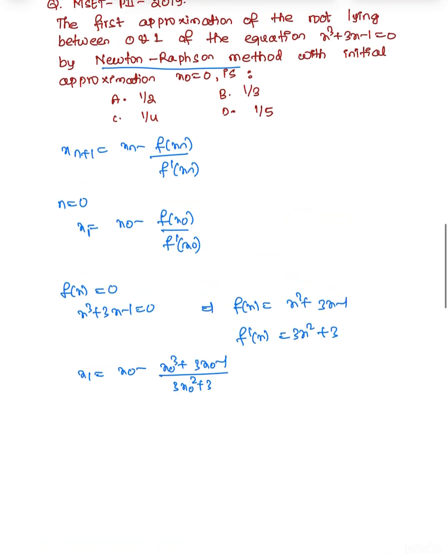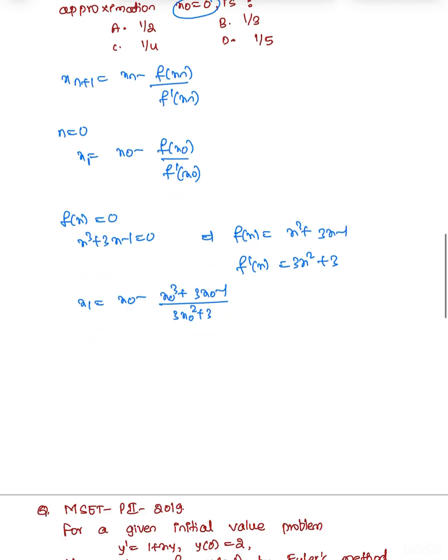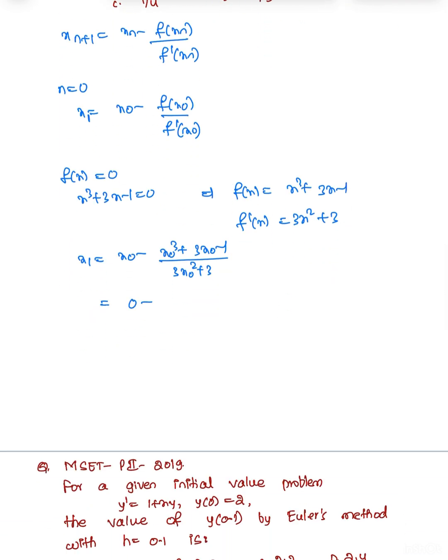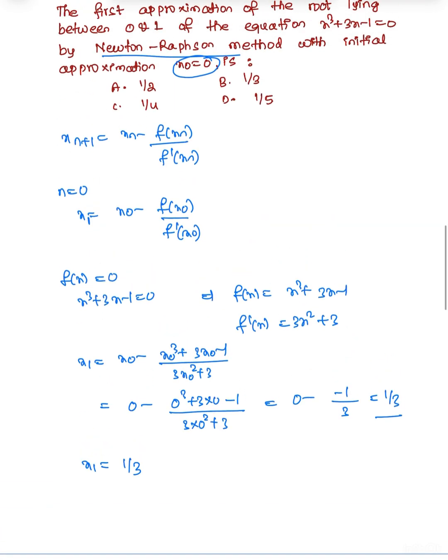So they have given the initial approximation as x0 = 0. So putting x0 = 0, this is 0 minus (0 cube plus 3 into 0 minus 1) by (3 into 0 square plus 3). So this will be 0 minus 1 by 3, so this is equal to 1 by 3. The first approximation using the Newton-Raphson method is x1 = 1 by 3. So the correct option is option B.